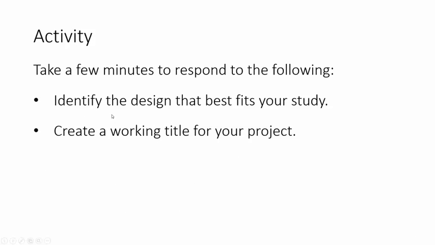So at this point in time, I would invite you again to think about the different design that may best fit your study. We didn't talk about a multi-phase design, but there are various designs that you could use. These are some of the most basic or, let's say, typical designs.